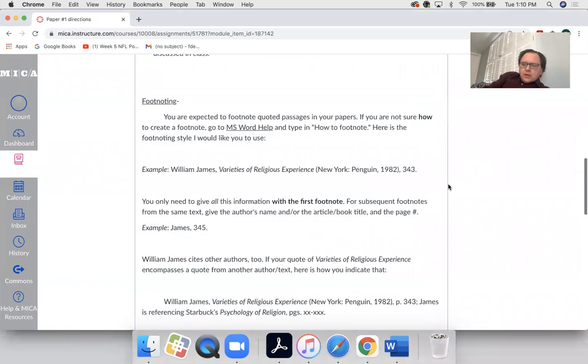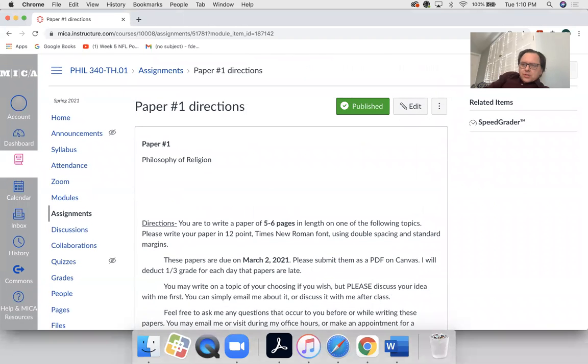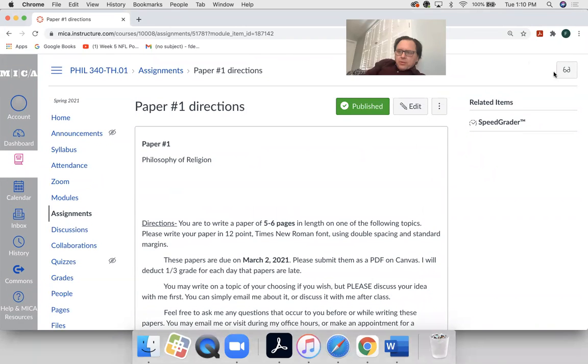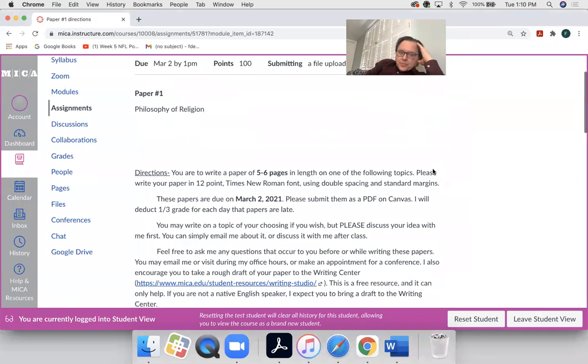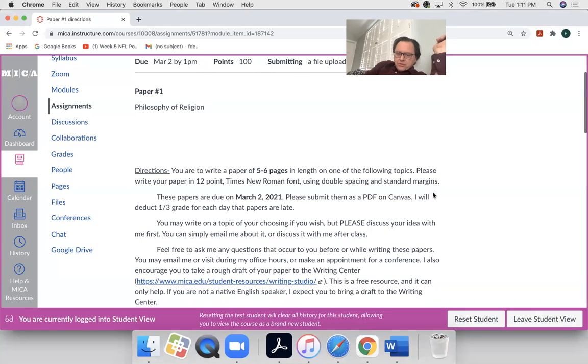So let me see. Where's my option to put this in student view? Here we go. I'm going to put this in student view so we know what this looks like. All right, so if you see here at the top, this is where you'll be submitting the assignment. I've asked you to submit it as a PDF, please. Directions: you're to write a paper of 5 to 6 pages in length on one of the following topics. Please write your paper in 12-point Times New Roman font, blah, blah. I just want standard formatting. Don't mess around, please.